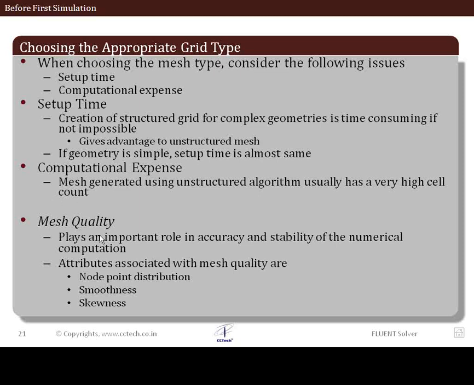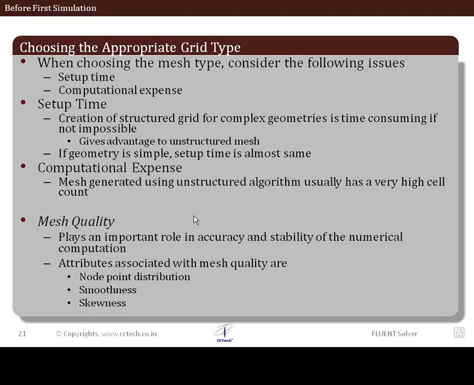One of the important characteristics of a mesh is its quality. I can speak about quality in terms of the node point distribution and the valency of the mesh, or the smoothness and the skewness. I'll just explain this in a minute. This is very important to have a good quality mesh so that we can have a stable numerical computation and an accurate one. Ultimately, we want that the CFD analysis should correspond to the experimental results that we have. So in that case, the mesh quality needs to be taken care of as well.